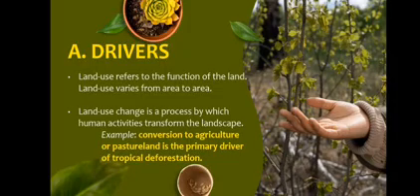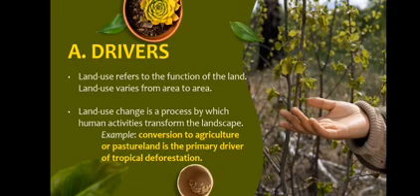Letter A is the drivers. Land use refers to the function of the land and varies from area to area. Land use change is a process by which human activities transform the landscape. An example is conversion to agriculture or pasture land, which is the primary driver of tropical deforestation.